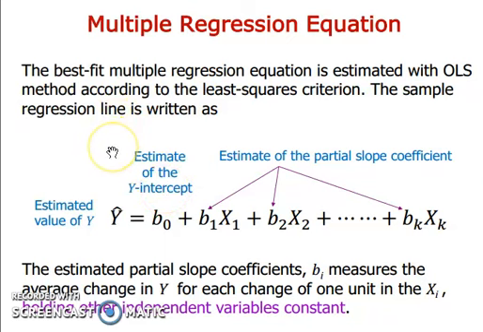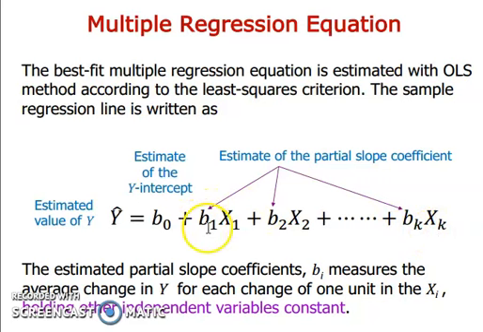Multiple regression coefficient. So the best fit line, we can also do it for the multiple regression equation, meaning that we have more than one independent variable. So the sample regression line will be written as y hat equals b naught. So this is the y-intercept. And now we have b1 x1 plus b2 x2 and so on until bk xk.